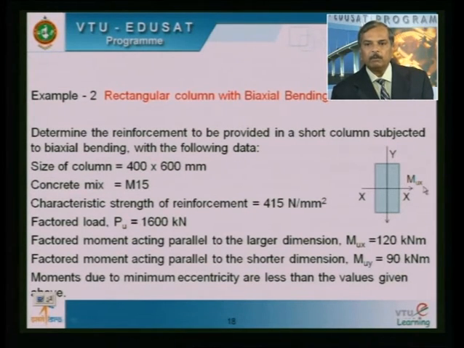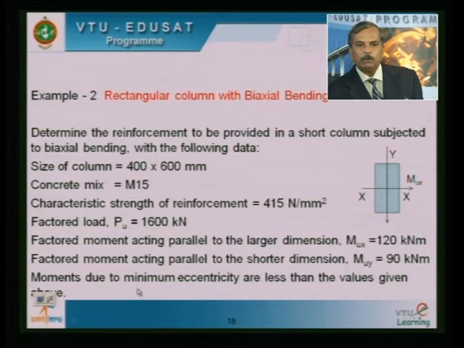Means in this particular case, your Mux being the moment with respect to the major axis, and another moment is with respect to the minor axis. Major axis moment is 120, minor axis moment is 90. In fact, it is given as Mux and Muy. You should be able to make out the information even otherwise. Just because one moment is maximum, don't simply think that that moment always corresponds to Mux. Need not be. So the shorter dimension might be having more moment and vice versa.